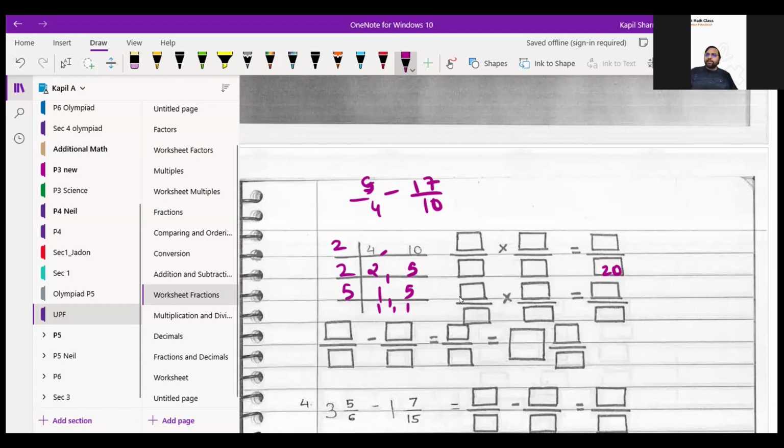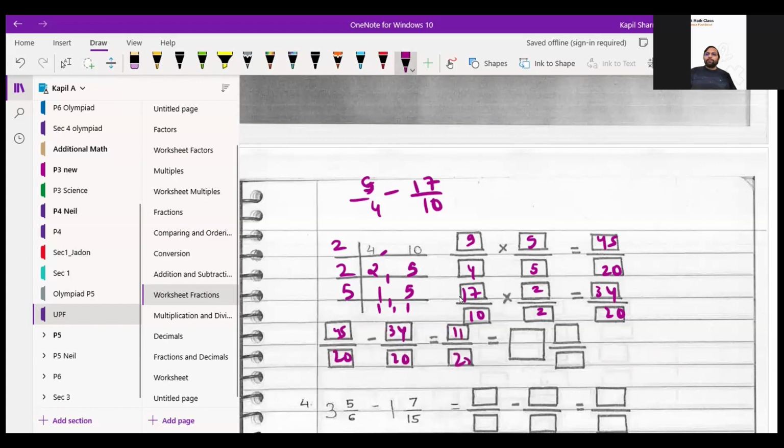Okay, Swastik, let's check. So the first fraction is 9 upon 4. We need to multiply and divide by 5. We get 45. The second one is 17 upon 10. So multiply and divide by 2. This is 34. Yeah, good. This is correct. We get 11 upon 20.